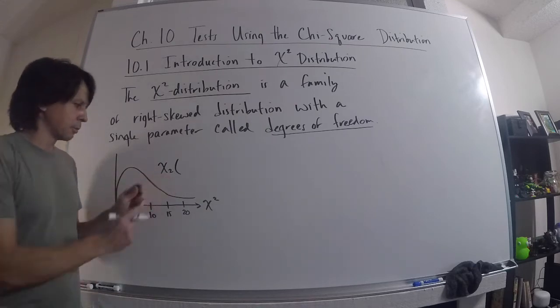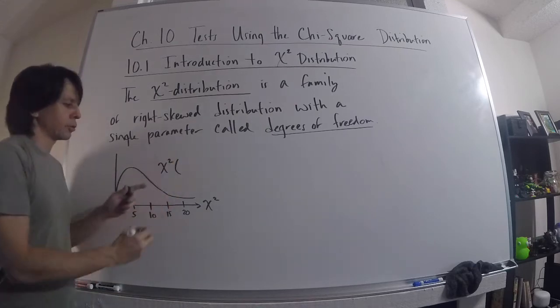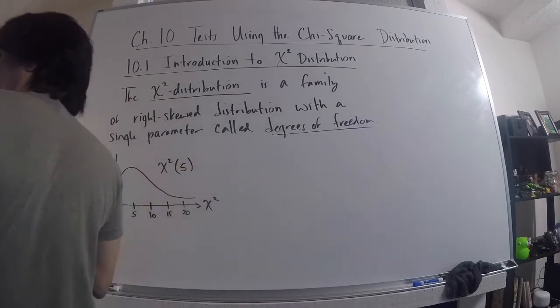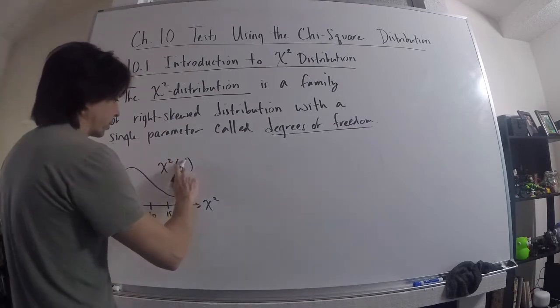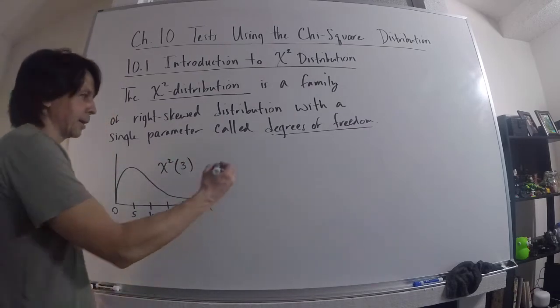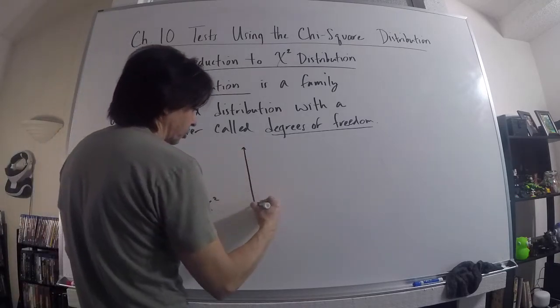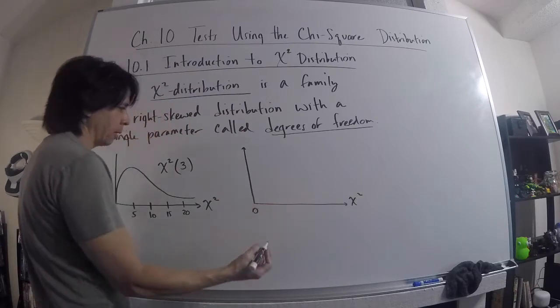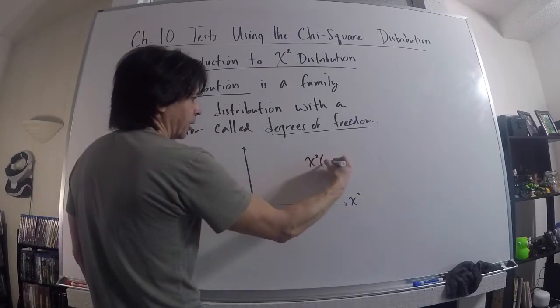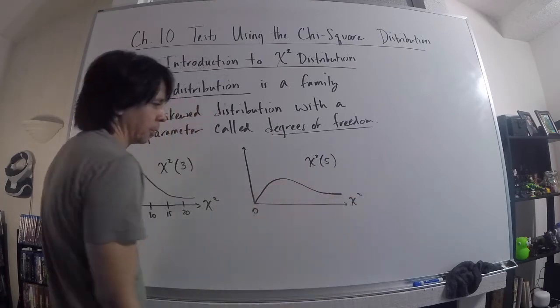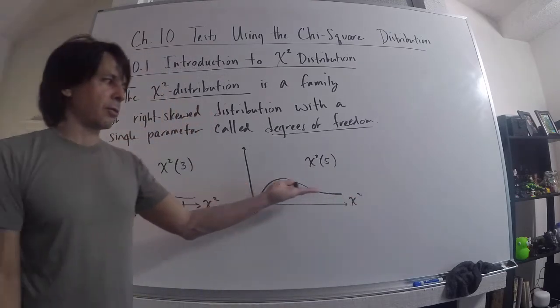And my notation: I put n for normal, t for t, and then I'm going to put chi-squared, and I'll put the degrees of freedom here. Let's say this is chi-squared 5. No, this is chi-squared 3. If you care about how the degrees of freedom affect the shape, which I'm sure you do, with a higher number of degrees of freedom, it just gets flatter. It's still right skewed, but it flattens out and stretches further to the right.